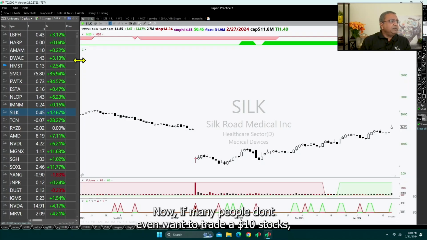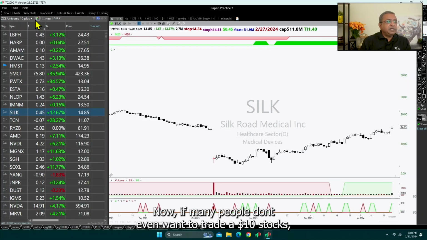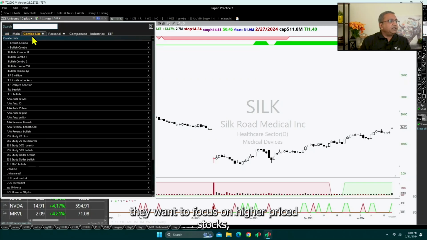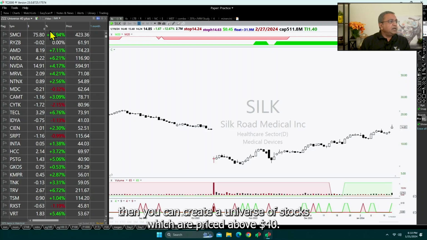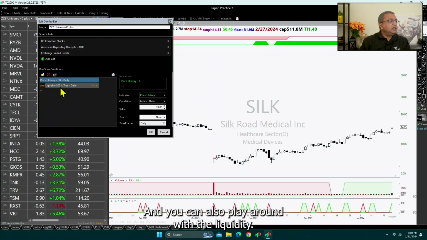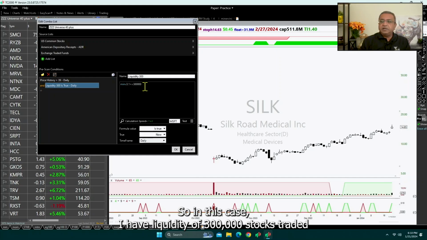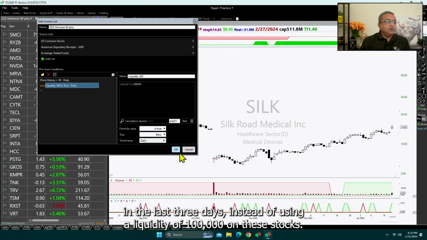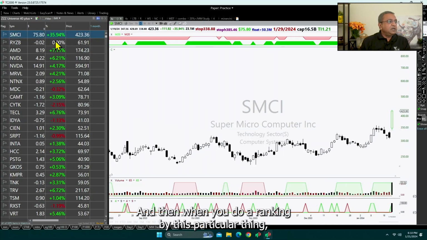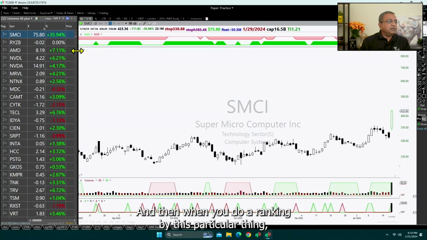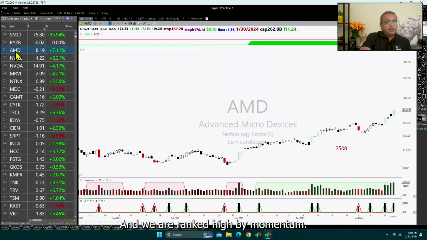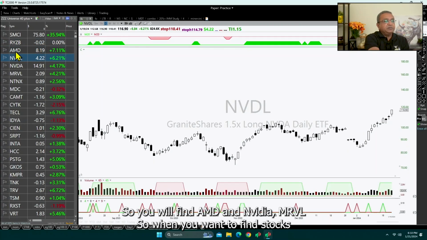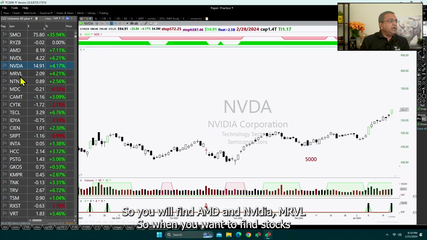Now if many people don't want to even trade $10 stocks and want to focus on higher price stocks, then you can create a universe of stocks priced above $40, and you can also play around with the liquidity. So in this case I have a liquidity of 300,000 shares traded in the last 3 days, instead of using a liquidity of 100,000 on these stocks. And then when you do a ranking by this particular thing, you are going to find stocks priced above 40 and ranked high by momentum. So you will find AMD, Nvidia, Marvel.